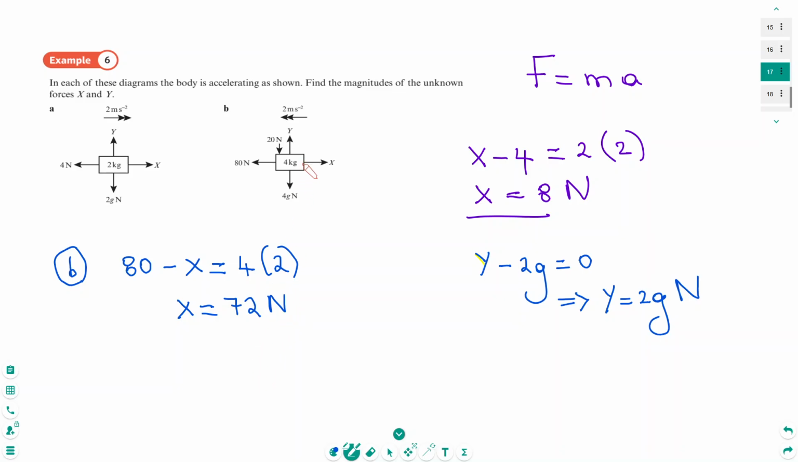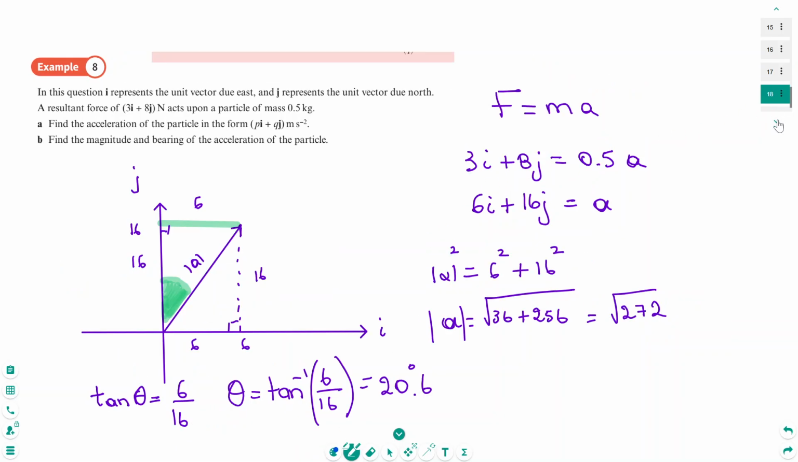Now the vertical forces must be 0 because movement is horizontal. So we make another equation, making the sum of the forces 0. So y minus 20 minus 4g is equal to 0. So the value of y is 20 plus 4g newtons. And we found the forces.